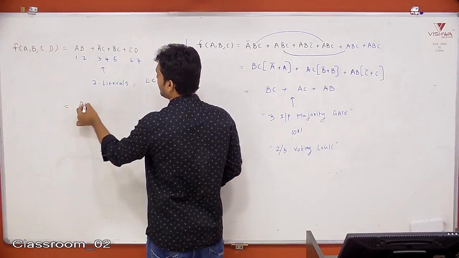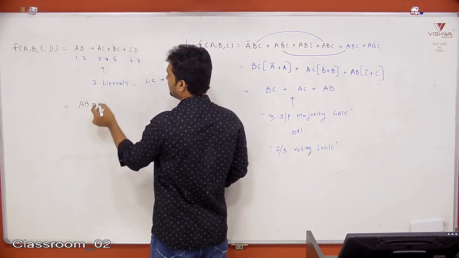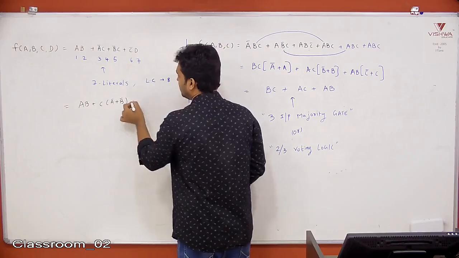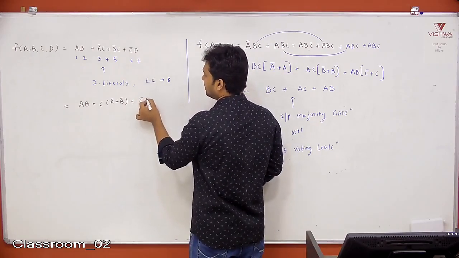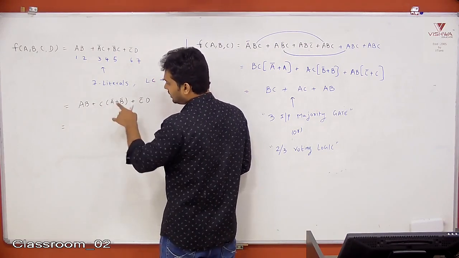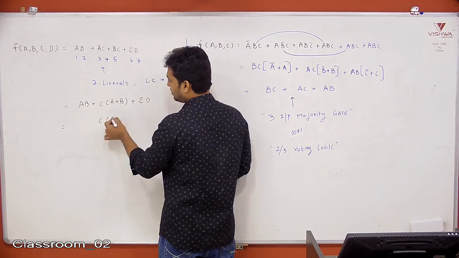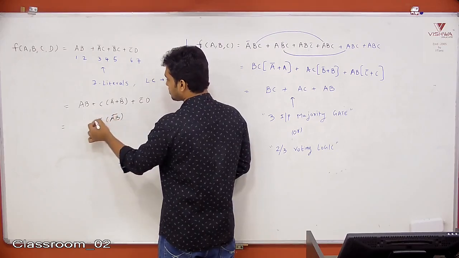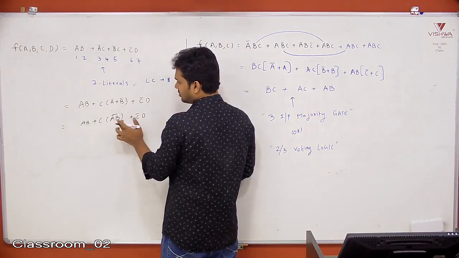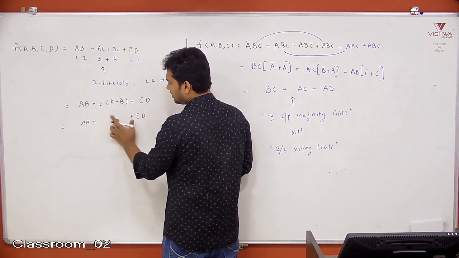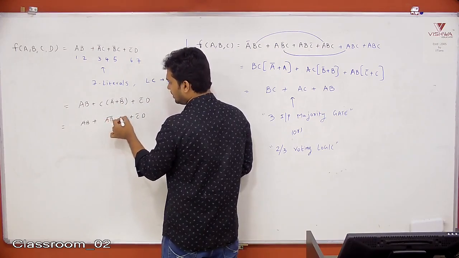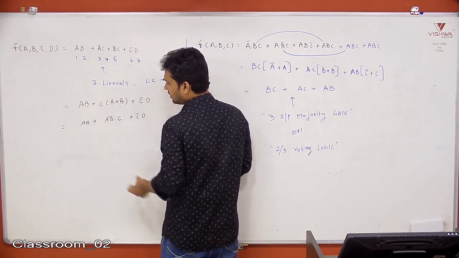A, B. You can take C common here. A bar plus B bar plus C bar D. Now, A bar plus B bar, by De Morgan's, we can write as AB whole bar, plus AB plus C bar D. So, can I write AB whole bar C? I am writing it for your easy understanding. A bar plus B bar is AB whole bar into C, because it is commutative. You can write in any way.